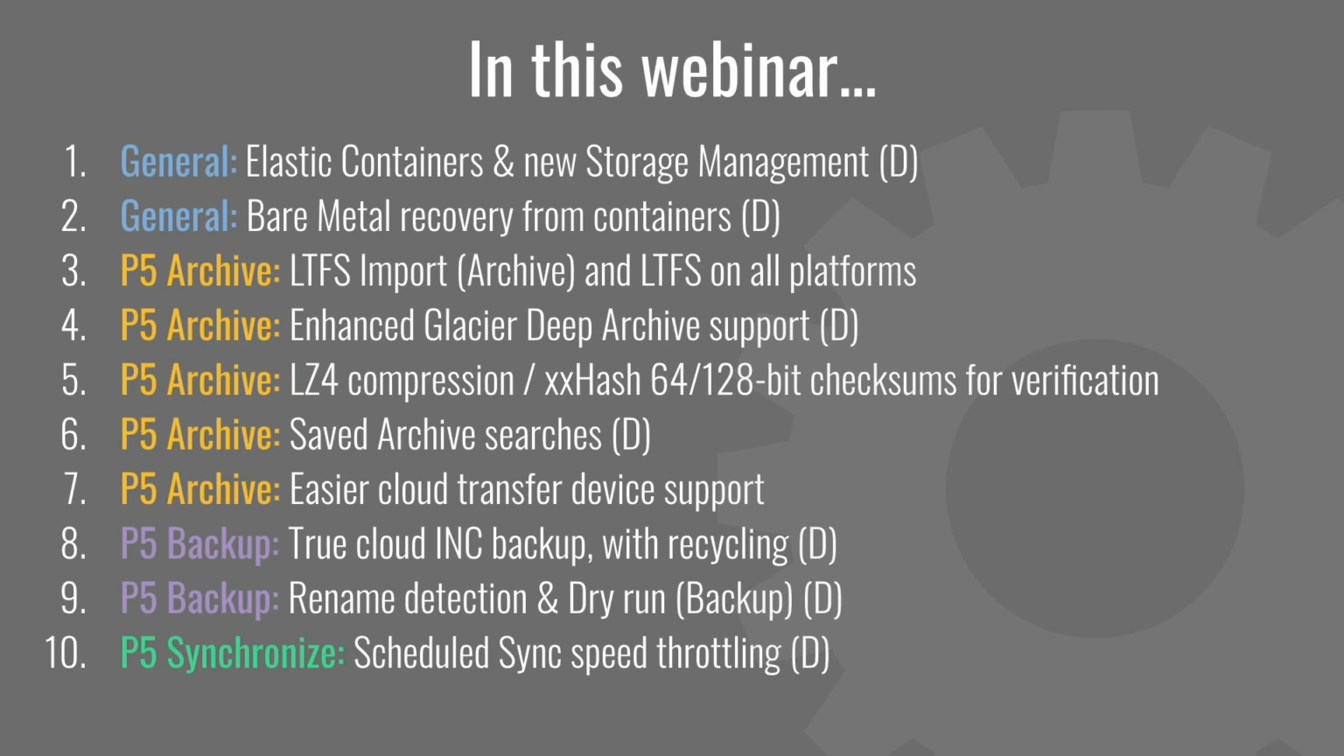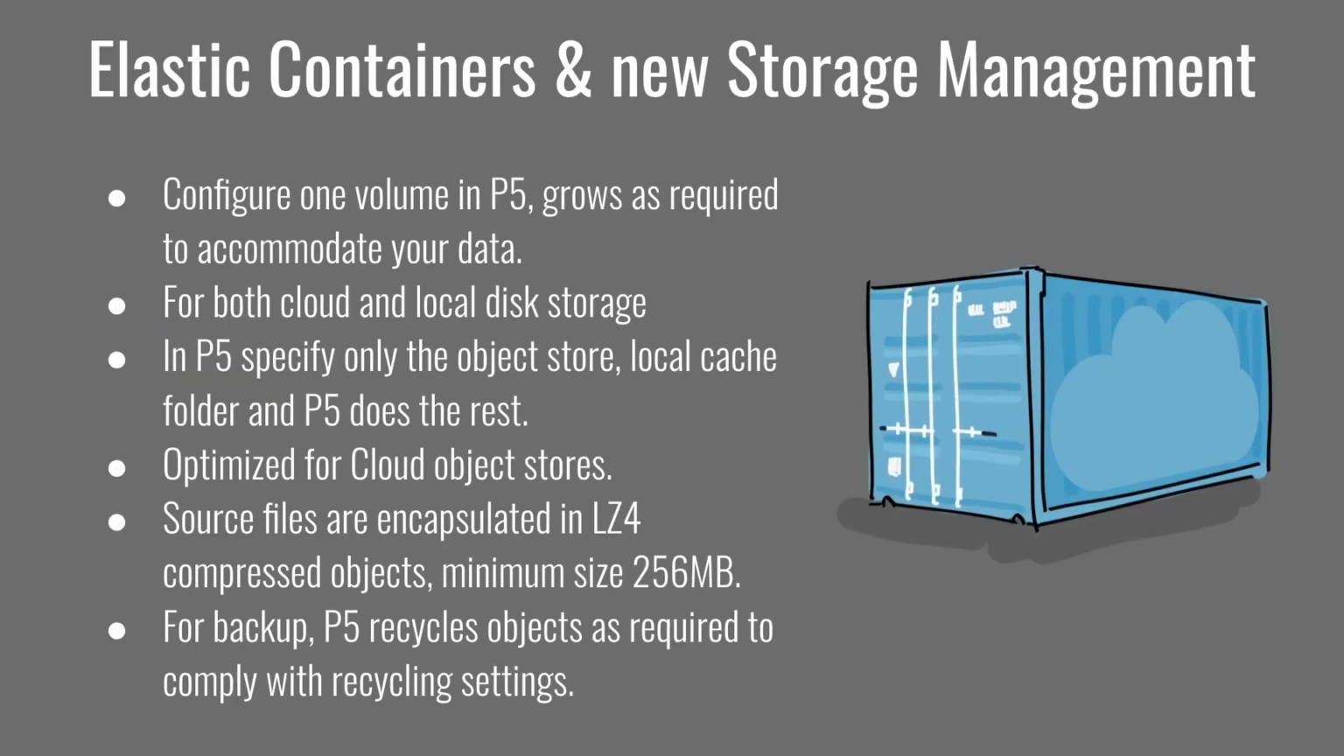Then we've got 5 good things in P5 Archiware around LTFS, Glacier from AWS, compression, saving searches, more minor stuff. A lot of it is UI stuff, so we'll have a quick look in the UI where that's relevant. There's a couple of things around backup to show you and a feature in Synchronize. So I won't go into detail reading those out because we're going to cover each one of those in more detail in a slide. So let's begin.